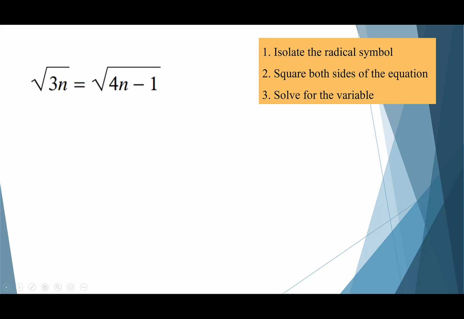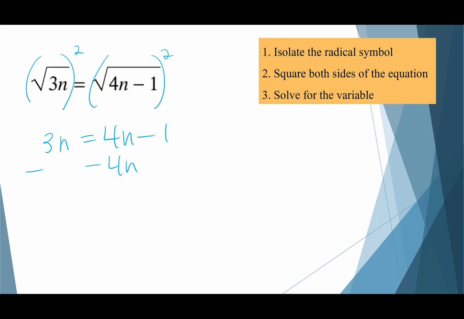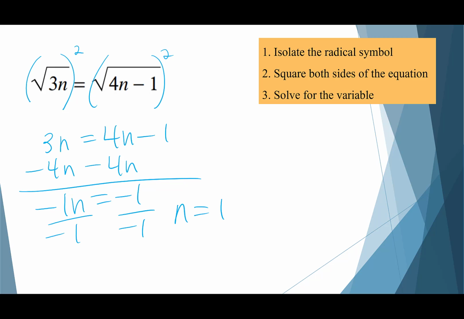All right, let's take a look at this one. This one has 2 radicals in the problem, and even though it may appear to look harder, it's actually not. The number 1 is still satisfied, isolate the radical symbol. It just happens to be plural now. And so we can just pick up with step number 2 by squaring both of these. It just happens that both of them have a square root, and so on both sides, the exponent 2 will cancel the square root. So this is 3n equals 4n minus 1. And then we're just going to solve for n. I'm going to subtract 4n over. This is -1n equals -1. And that leads us to n equals positive 1.